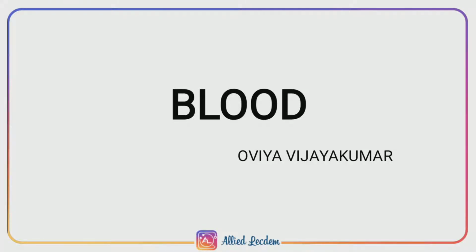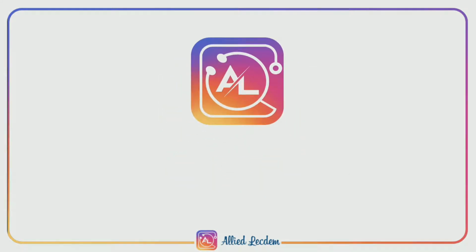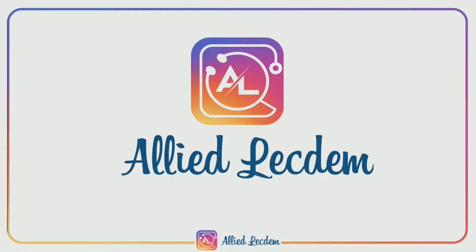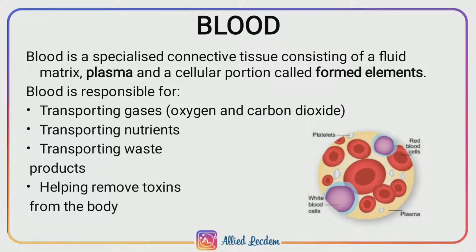Today we are going to see about blood. Okay, let's go into the topic. First, we should know what is blood. Blood is a red color fluid that circulates through the vascular system in humans and other vertebrates. It is one of the major components of the circulatory system.